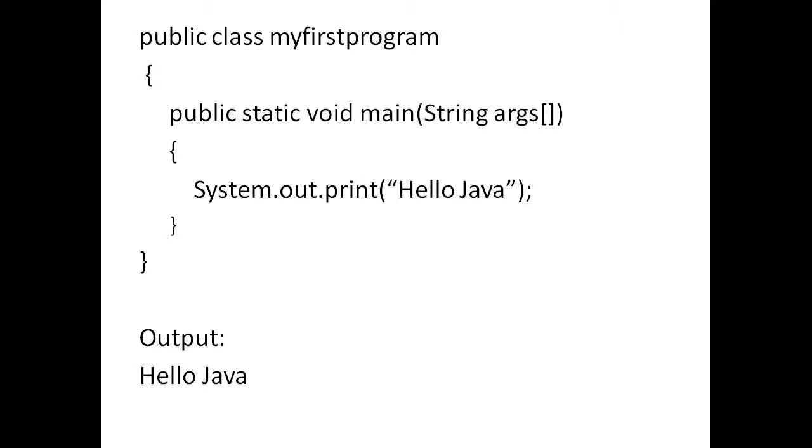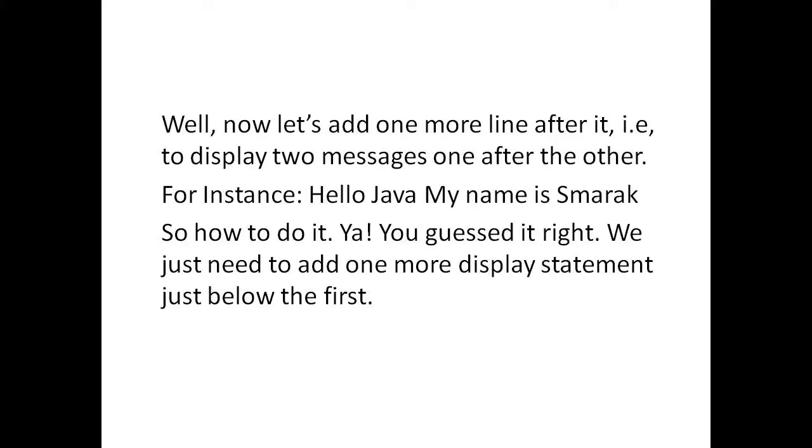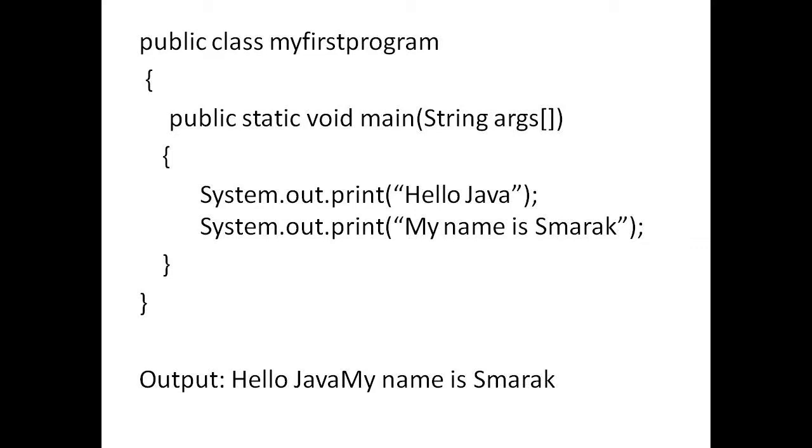Cool. So we learned how to display a message in Java just now. Well, now let's add one more line after it, that is to display two messages one after the other. For instance, hello Java, my name is Smarak, as you can see in the screen. Two statements in two different lines. Okay, so how to do it? Yeah, you guessed it right. We just need to add one more display statement just below the first. It's that simple. Here it is. Public class my first program, public static void main string args, System.out.print hello Java, System.out.print my name is Smarak.